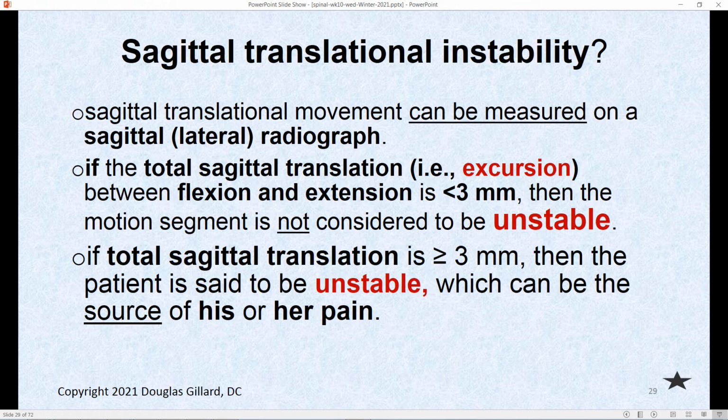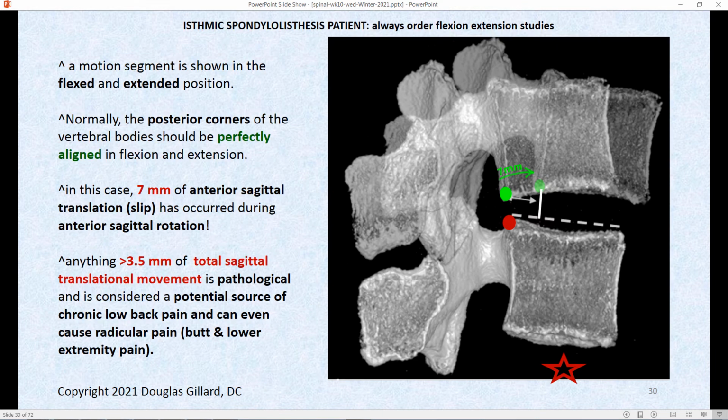What does that mean? That usually means that they are unstable with regard to sagittal translation. They're slip sliding back and forth. There's a lateral translational instability as well, which we're going to look at. All right, so important concept.